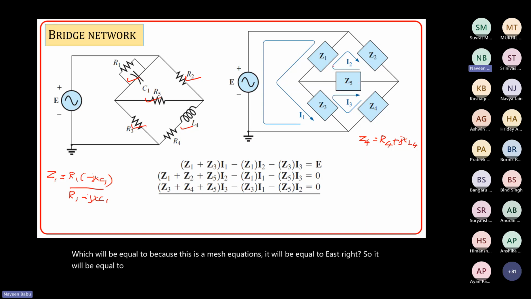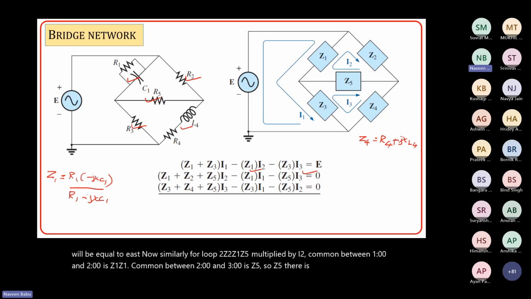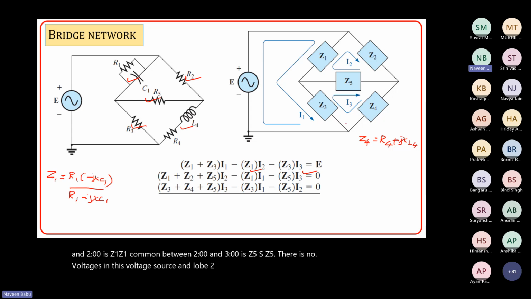Now similarly for loop 2, Z2 plus Z1 plus Z5 multiplied by I2, common between 1 and 2 is Z1, common between 2 and 3 is Z5. So that equals 0, because there is no voltage source in loop 2. Similarly, no voltage source in loop 3. So you get this mesh equation. This is how you write mesh equations if you have a bridge network.